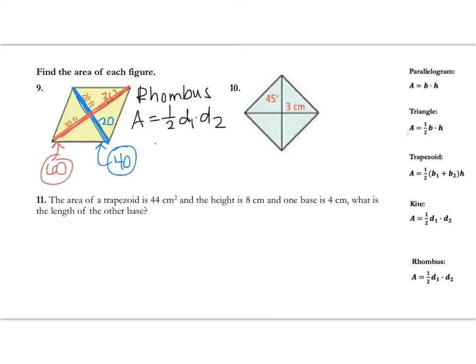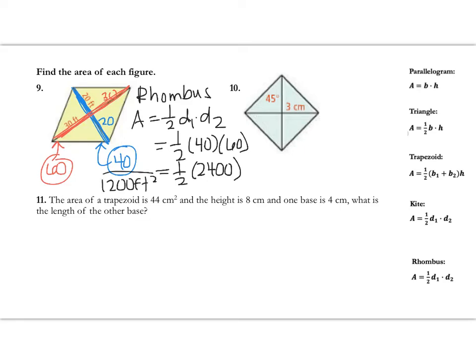So we're just using some properties back from chapter 6. So the one diagonal has a total length of 40. The other one has a total length of 60. So that's 1/2 of 2400, which means the area for this problem is 1200 feet squared.